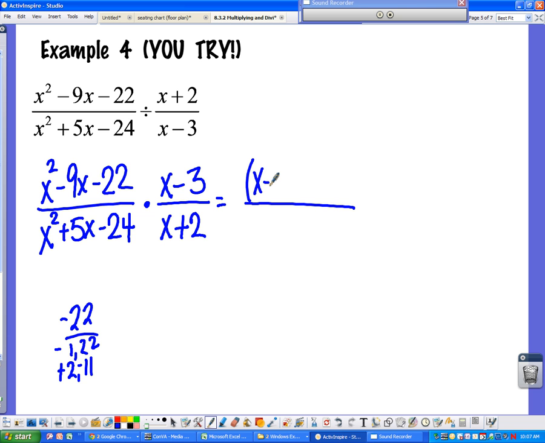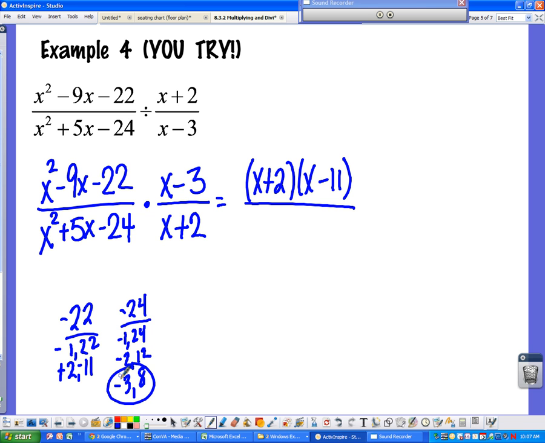So it's going to be x plus 2, x minus 11. And on the bottom, I'm looking for -24. So -1 and 24, -2 and 12, -3 and 8, and that's the pair that gives me my positive 8. So x minus 3, x plus 8, times x minus 3 over x plus 2.